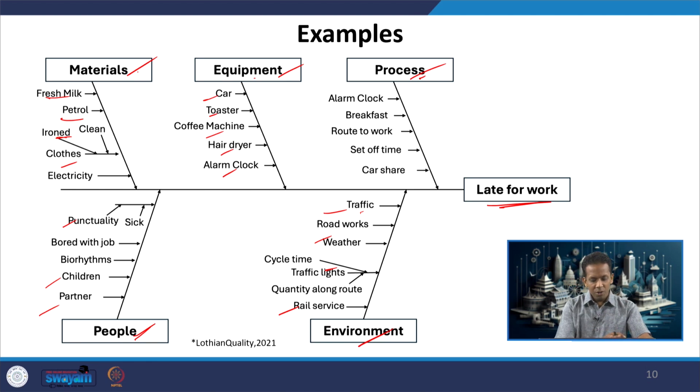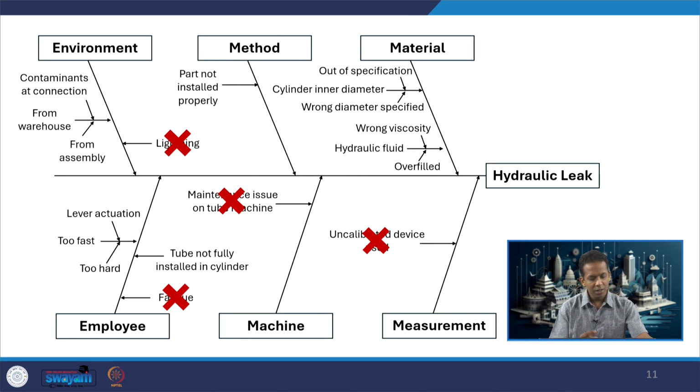So, this is how a clear fishbone diagram would look like. You have an effect, you have different categories and you have individual causes under those categories, clear. And as you observe, not everything starts with M. You can have your own name for the category, make sure it is correct. Another fishbone diagram, this is for a hydraulic leak.